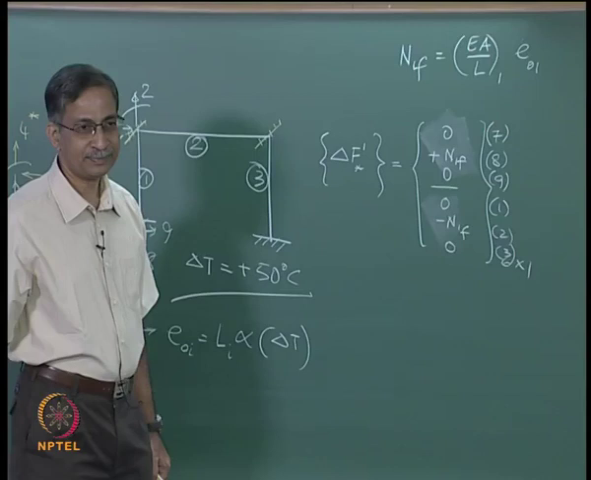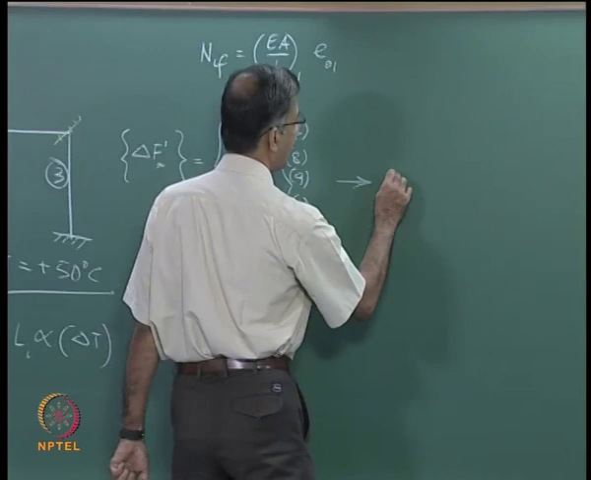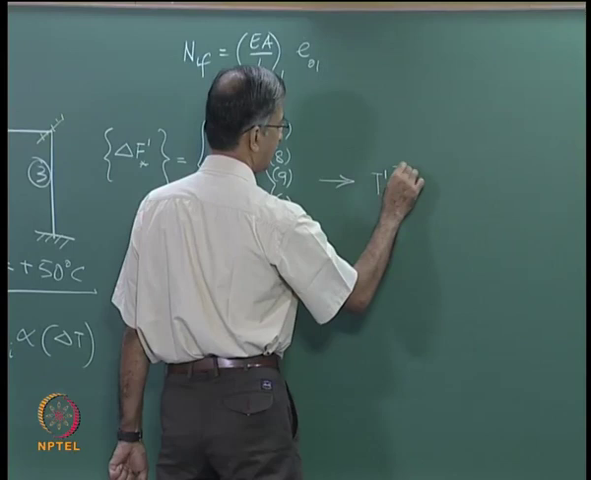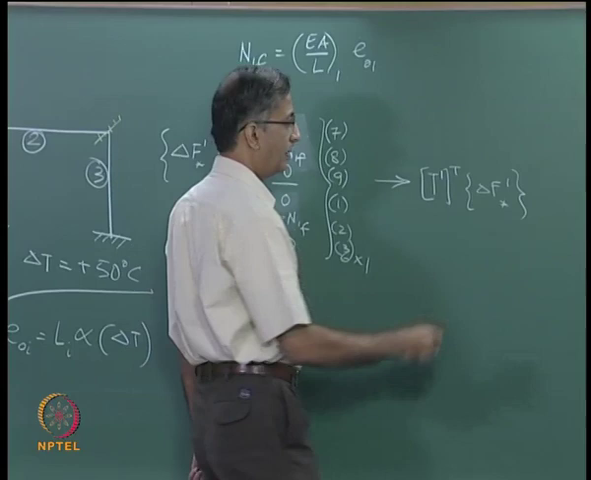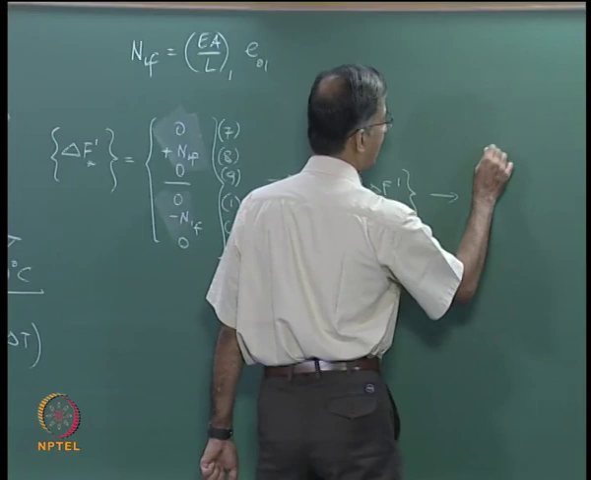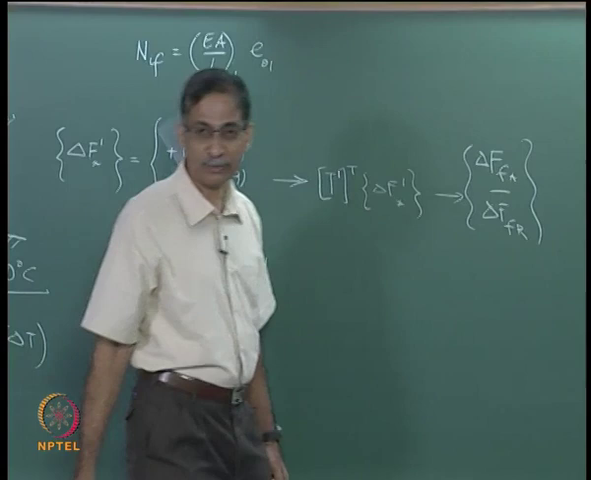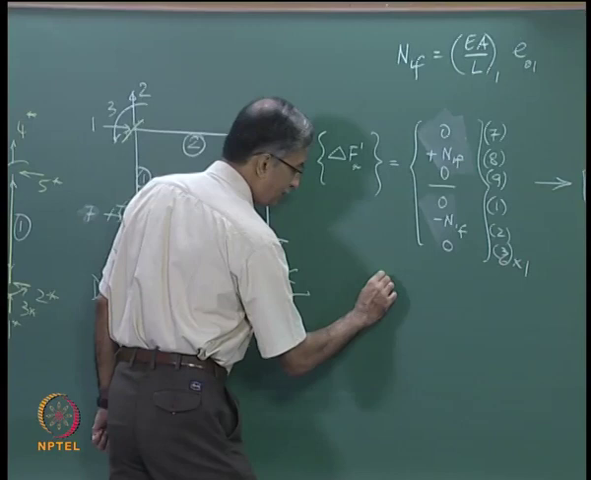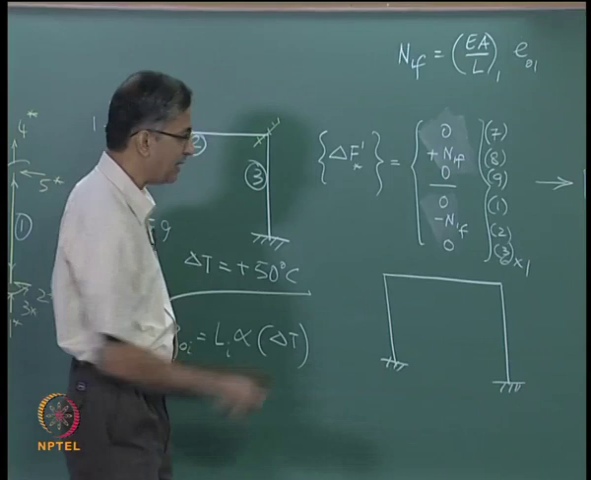Then what do you do? You now need to convert this into the global coordinates by pre-multiplying it with T1 transpose. And what do you get? Finally, if you add up for all the elements, you will end up with delta F FA, delta F FR. So you have got nodal forces, equivalent joint forces, and you have to apply it in the negative direction. What's your net load vector going to look like?